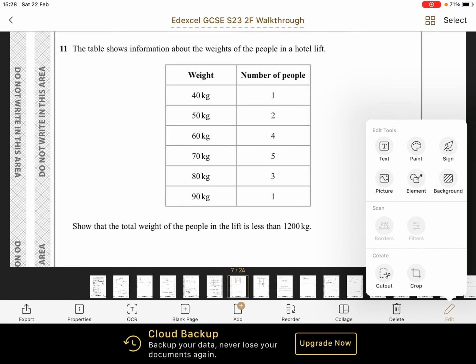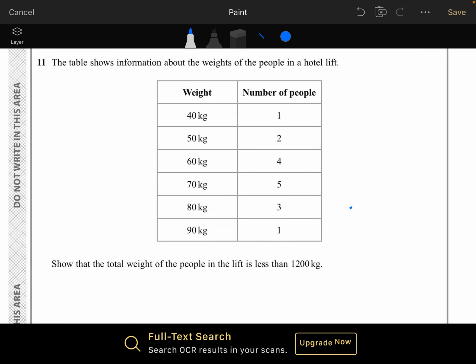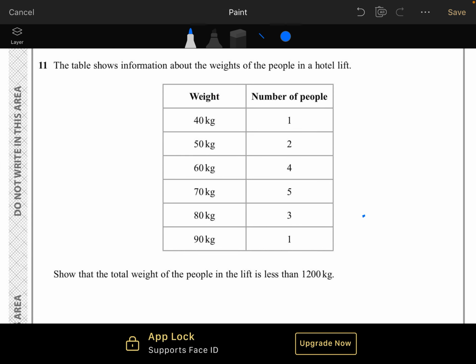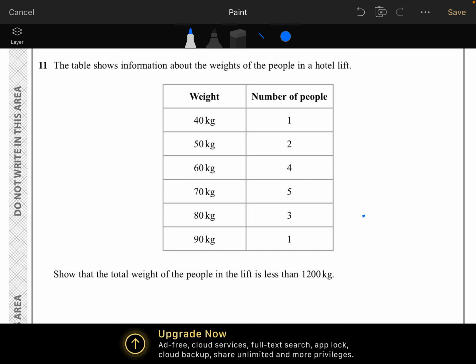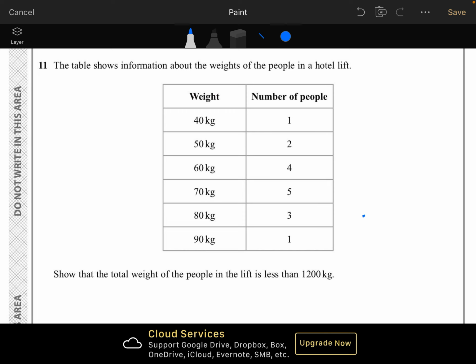Question 11. The table shows information about the weights of the people in a hotel lift. 40 kilograms is what for one person. If one person weighed 40 kilograms, 2 people weighed 50 kilograms, 4 people weighed 60, 5 weighed 70, and 3 weighed 80, and 1 person weighed 90 kilograms. Show that the total weight of the people in the lift is less than 1200 kilograms.